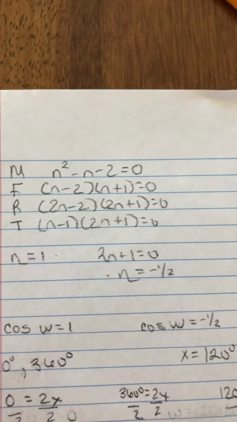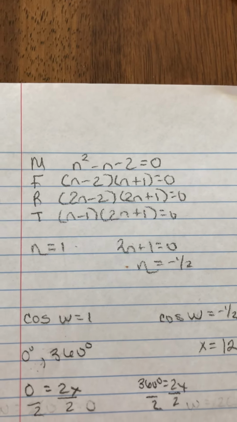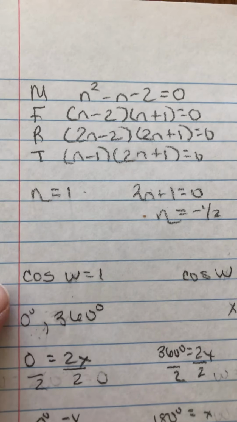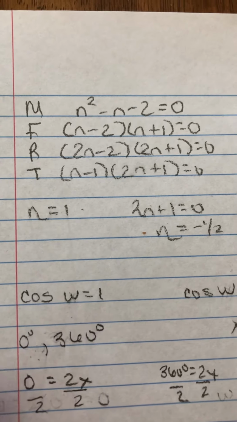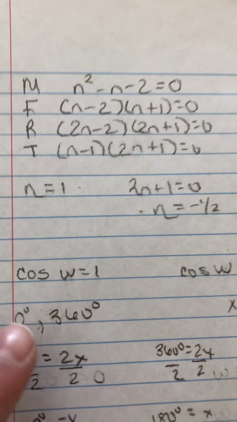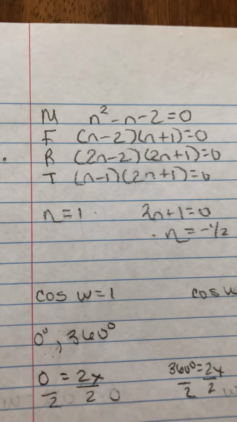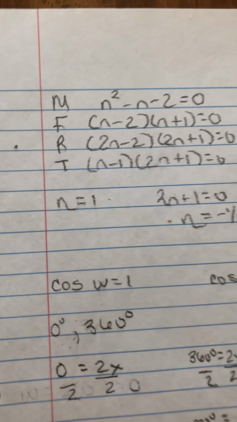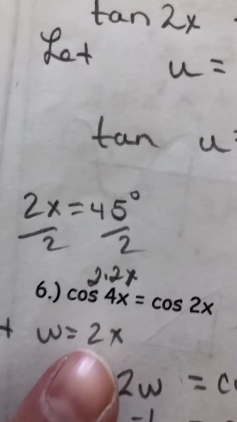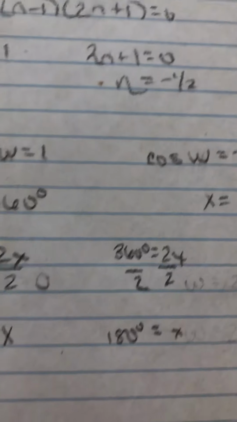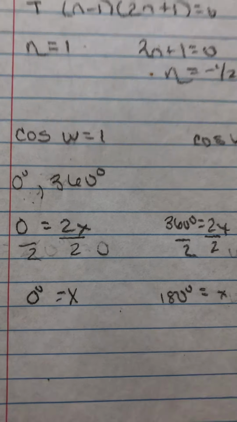We get two answers for n, positive 1, negative 1/2. But remember, n was a substitution for cosine w. Where's the cosine w equal to 1? At the beginning, at the end of the curve. Now you're probably saying, wait a minute, Miss Dewey, you said not to include the 360. I know, but there's an earlier let statement. Once you know that the angles are 0 and 360, remember this earlier let statement here, w equals 2x? That means I gotta take the 0 and the 360 and set them each to 2x to find the original angles, which were 0 and 180 degrees.